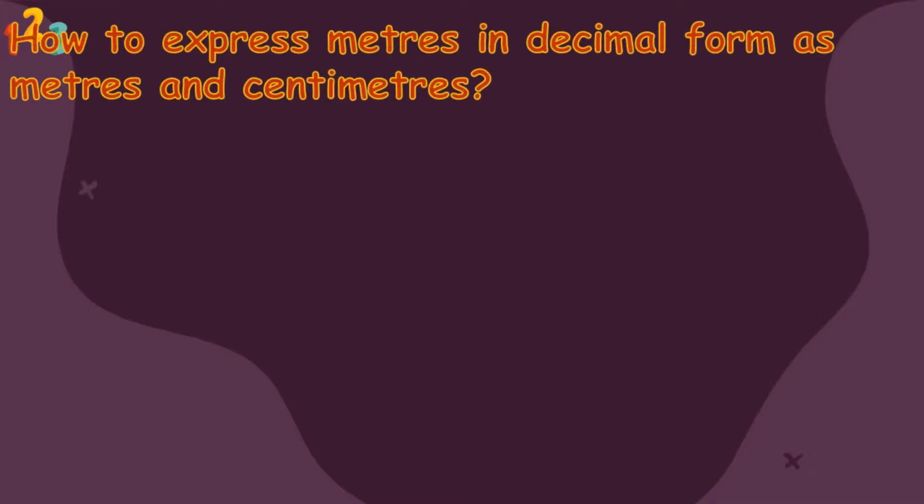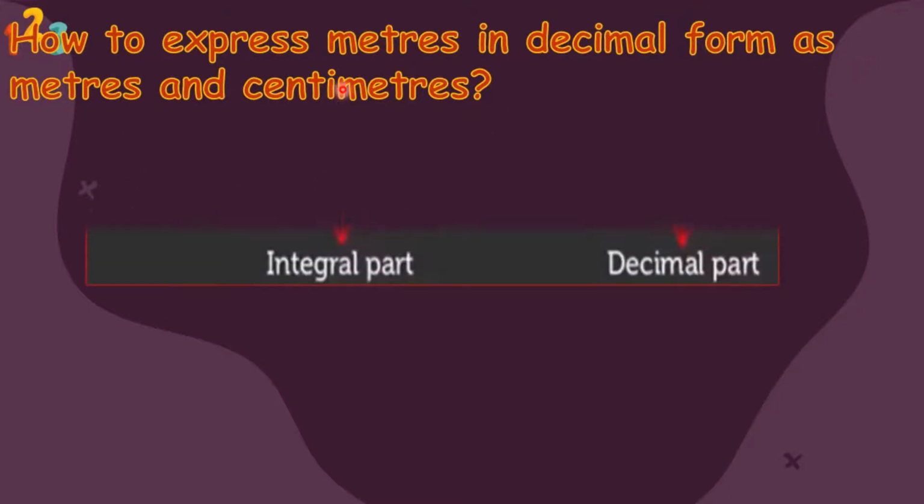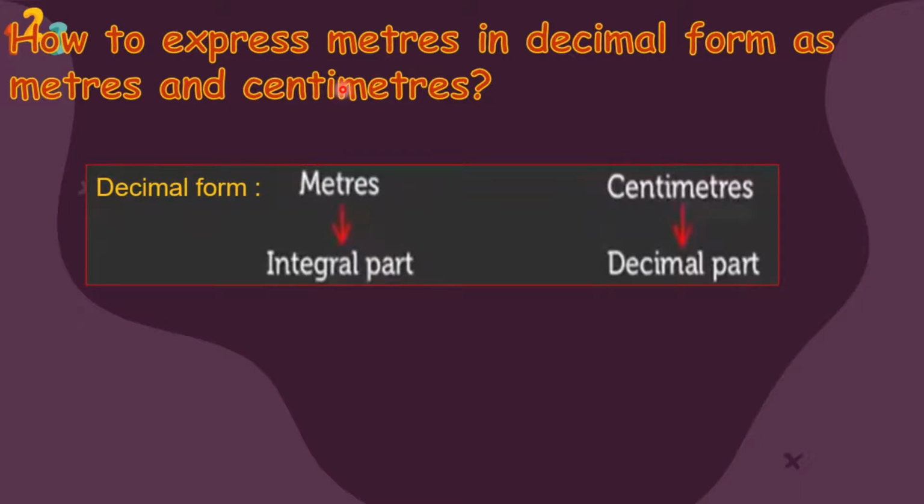Let us learn to express meters in decimal form as meters and centimeters. While converting the given decimal fraction as meters and centimeters, we take the integral part, that is the whole number in the fraction, as meters, and the decimal part, that is the number after decimal point, as centimeter. Let us try to understand with help of an example.